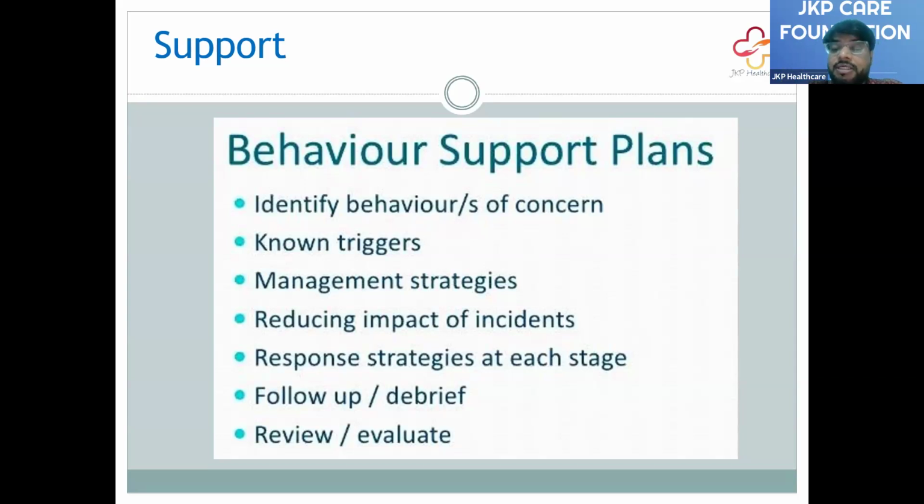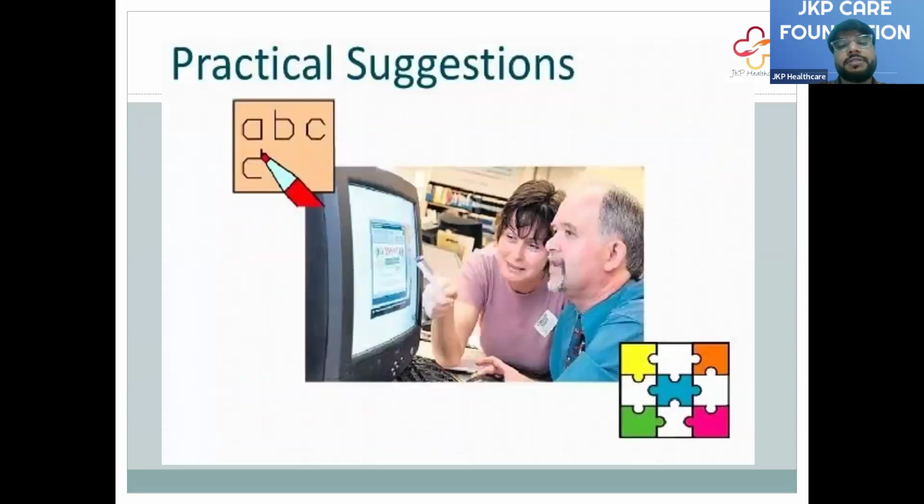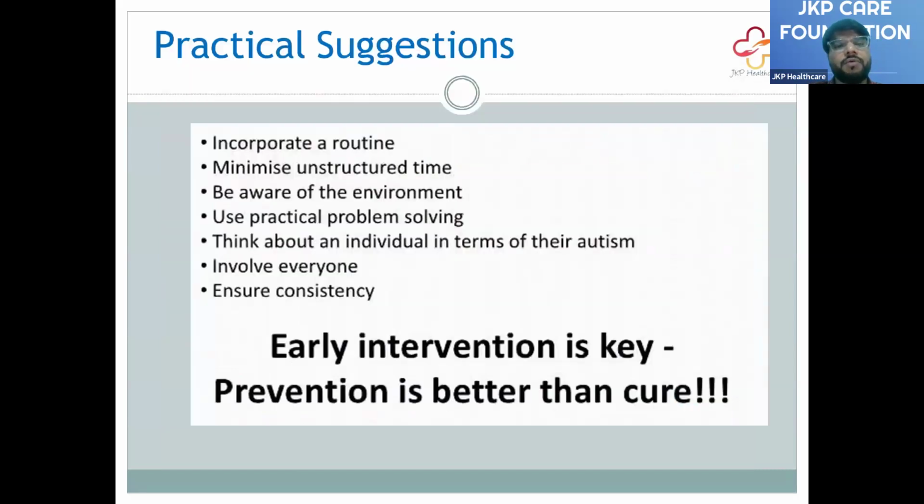Response to each strategy at each stage should be recorded. So when we work on autism behavior management scientifically, that works beautifully. Okay. Practical suggestions. Now I have already given you examples. I've already given you practical suggestions. So any other practical suggestions, if you have questions, I can come up with.